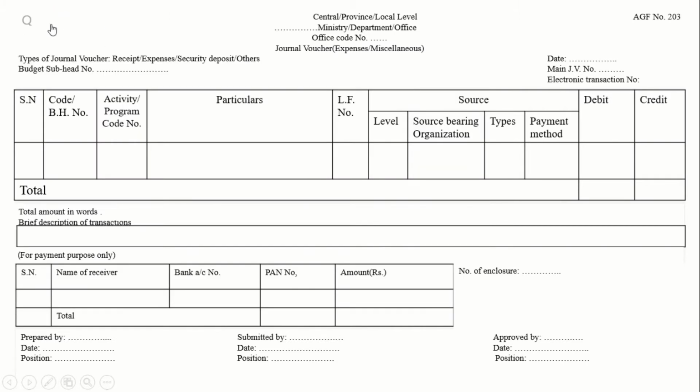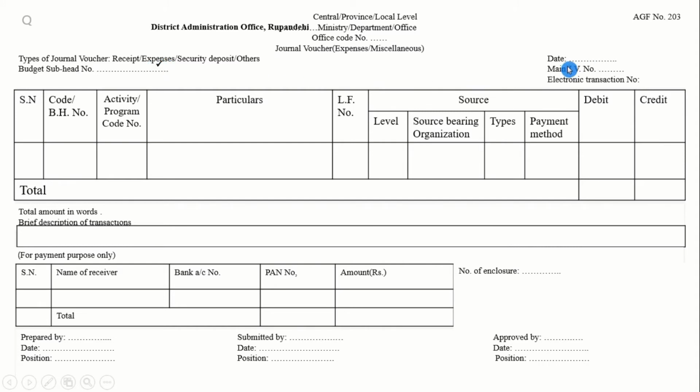So here we have to write the name of that office, District Administration Office, Rupandehi. The District Treasury Controller Office provides an office code number to each operating level. The office code number is written here. In this question, the office code number is not given, so no need to write the code number of the office. And types of journal voucher: we are going to prepare a journal voucher related with budget expenditure, so we have to tick in expenses.